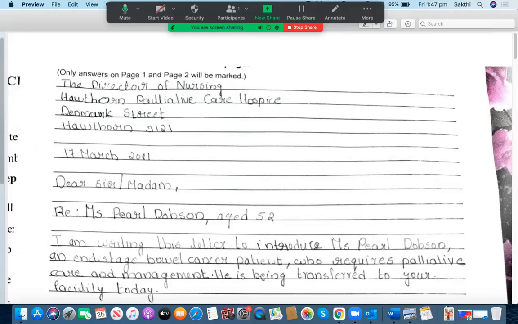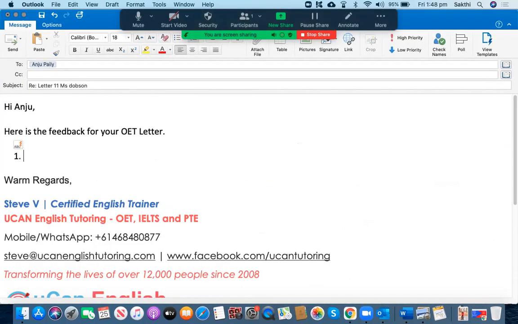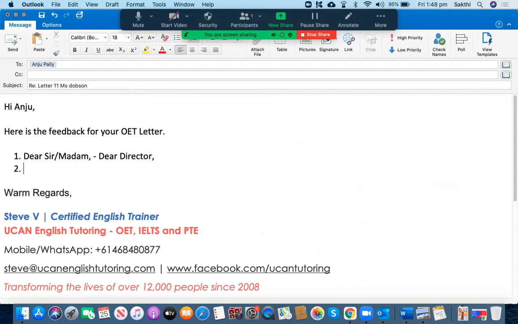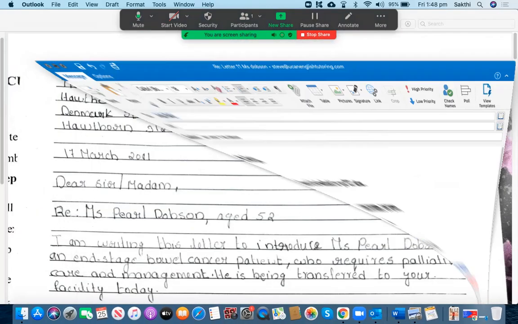She has written Dear Sir or Madam, but it's not recommended to write down Dear Sir or Madam. If you have got the designation of the addressee, it is better to write down the designation. I mean, instead of writing Dear Sir / Madam, you can write Dear Director. So that's the best way of writing. It shouldn't be Dear Sir / Madam. It should be Dear Director, comma. That's the way of writing.